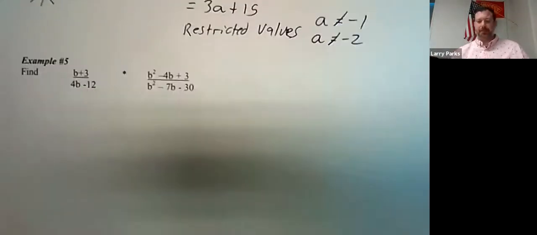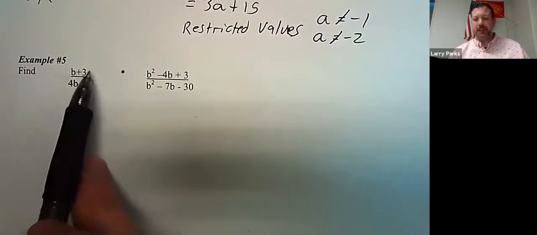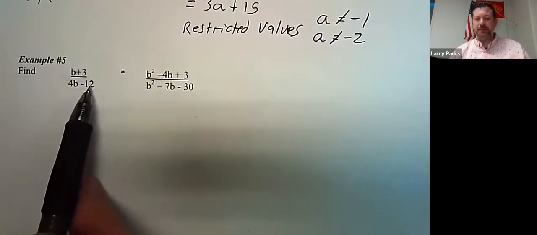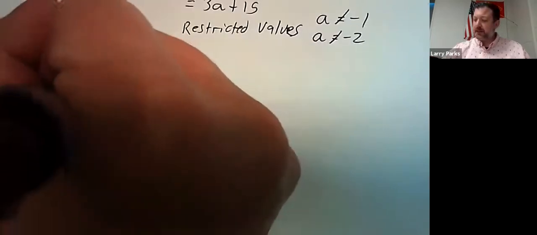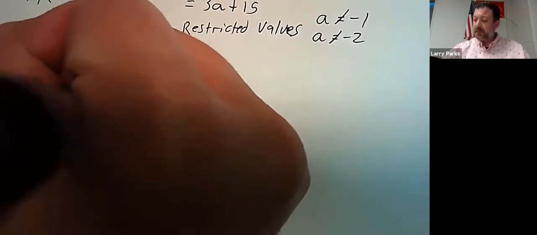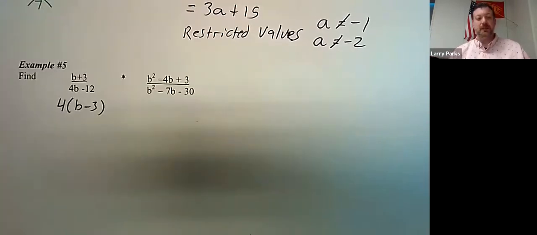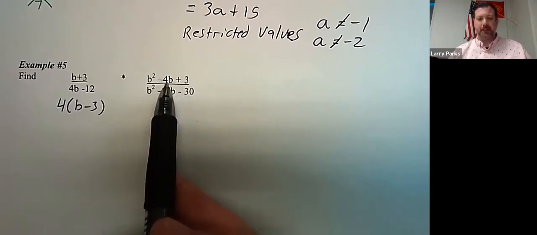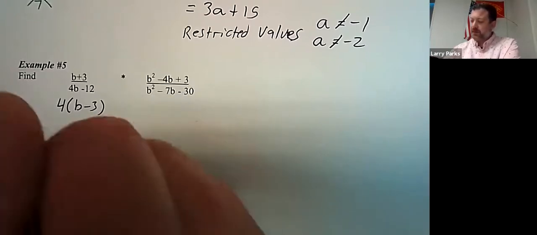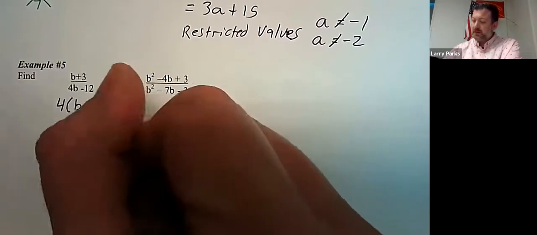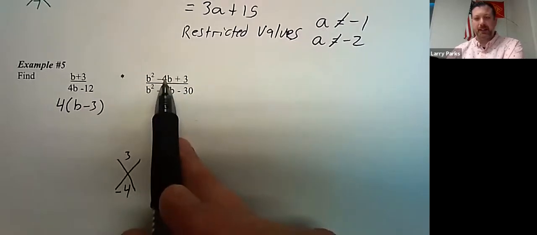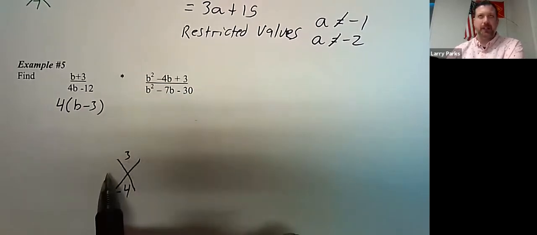Let's do another one. B plus 3 is a linear factor. Nothing we could do. 4b minus 12 has a GCF of 4, leaving b minus 3. Here, what multiplies to 3 but adds to negative 4? That would be negative 3 and negative 1.